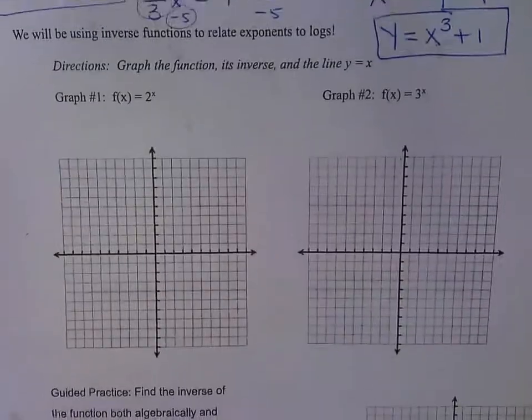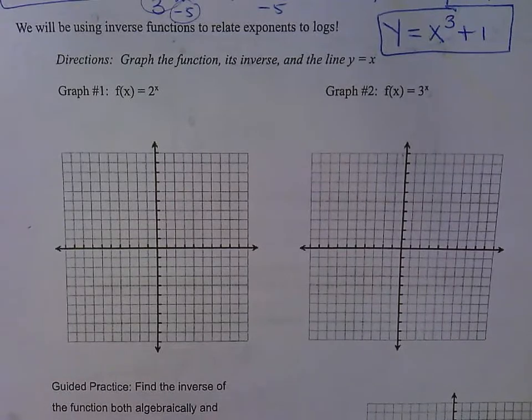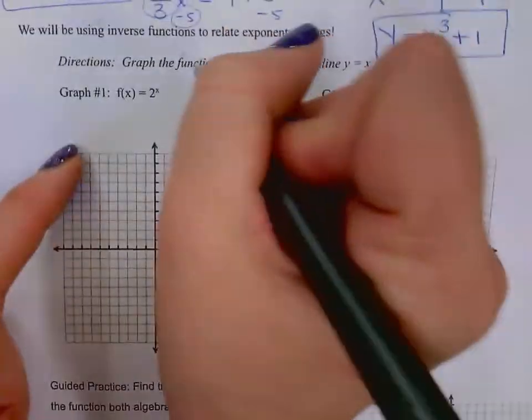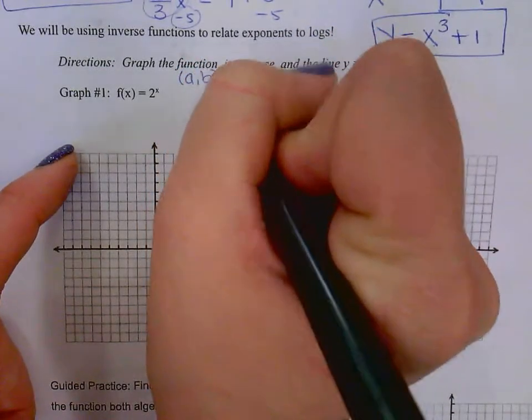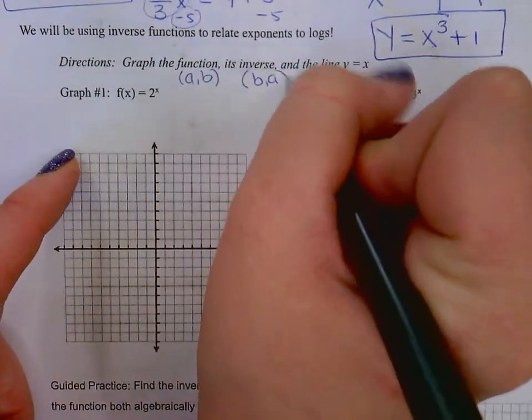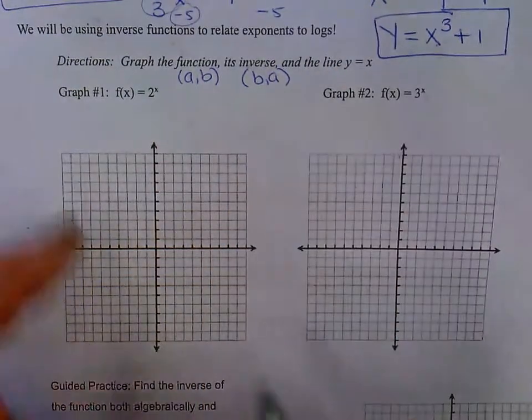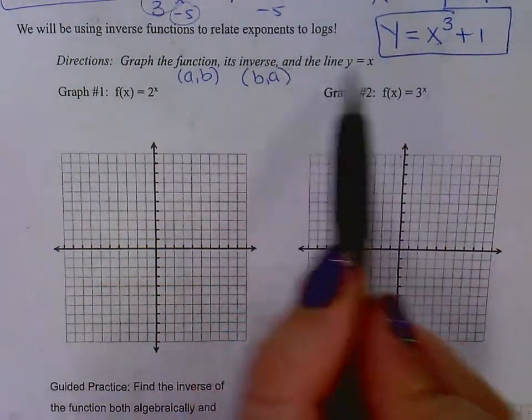All right, so here's kind of leading us into tomorrow, and then I'll have you try maybe a couple on your own just to see if you can get them. So it says graph the function, graph its inverse, right? So these are going to be my points like a comma b. The inverse, I'm just going to do graphically and make those b comma a, switch them. And then we're going to graph the line y equals x to show they're inverses.